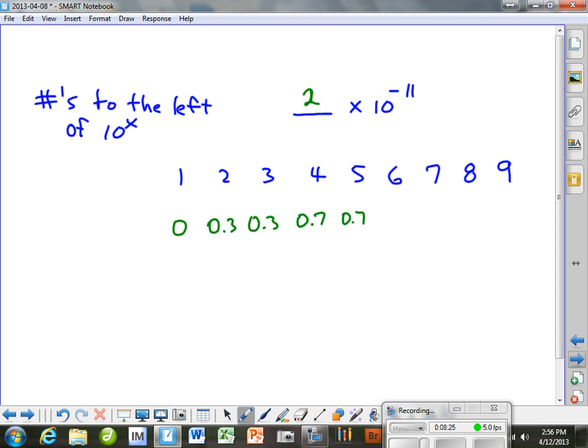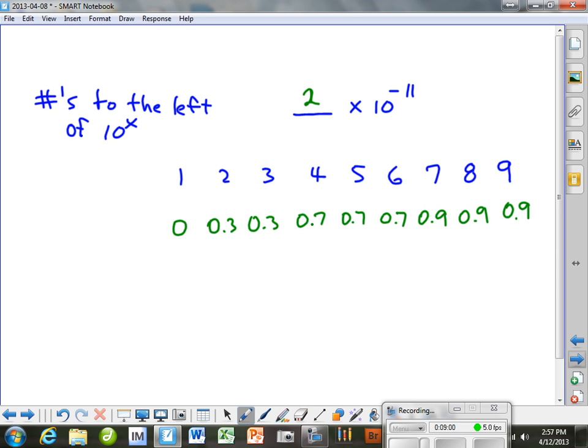And 5? 0.7. 6? 0.7. And 7? 0.9. And 0.9, right? Whoops. This guy should have moved over. Oh well, I'm going to have to erase it. That's okay. 0.9. So those are my estimates, right? 0.9 here, 0.9 here. And is 9 in the chart? Okay, so that's also 0.9, isn't it?